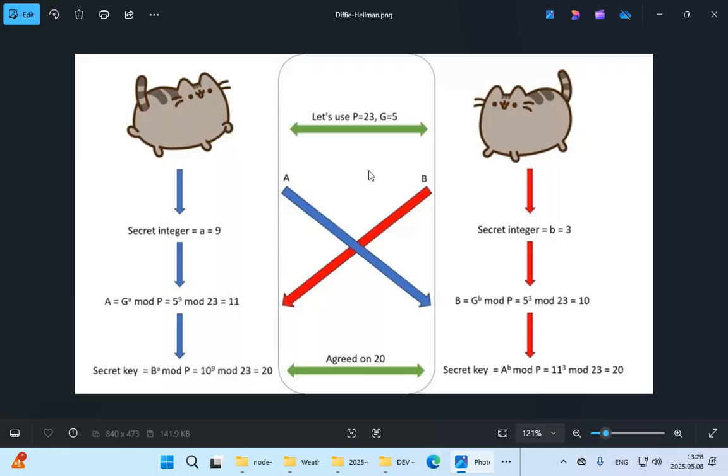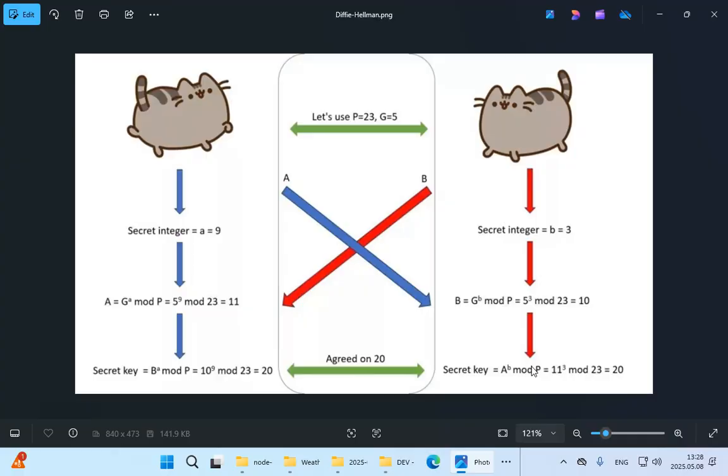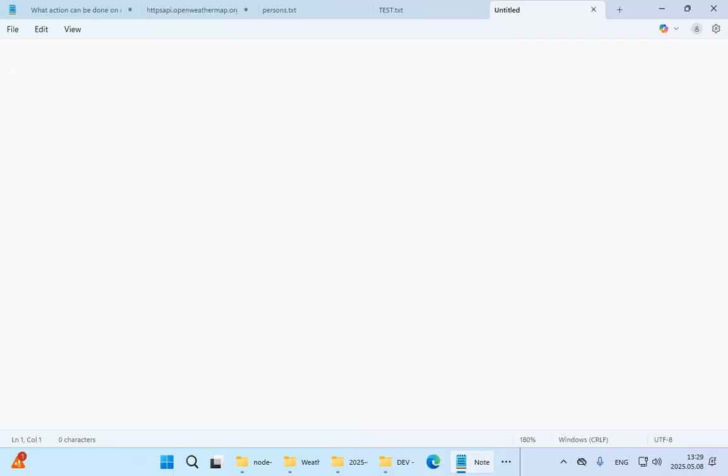5 mod 23. Can we even do that? Yes, we can. 5 divided by 23, it will be just 5. You understand? So let us try to make it. So 5 mod 23 will be just 5.